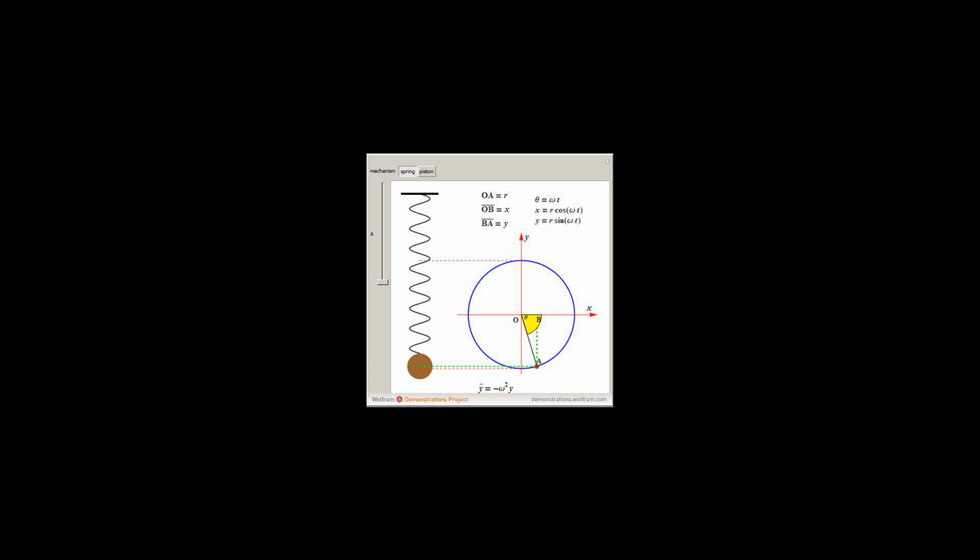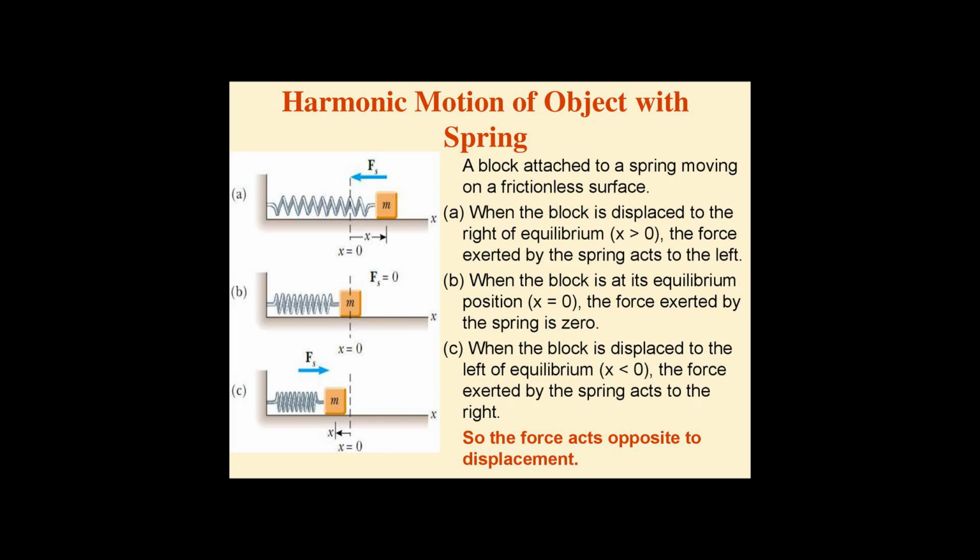Introduction. The motion of a particle moving along a straight line with an acceleration which is always towards a fixed point on the line and whose magnitude is proportional to the distance from the fixed point is called simple harmonic motion, SHM. In the diagram, a simple harmonic oscillator, consisting of a weight attached to one end of a spring, is shown. The other end of the spring is connected to a rigid support such as a wall.